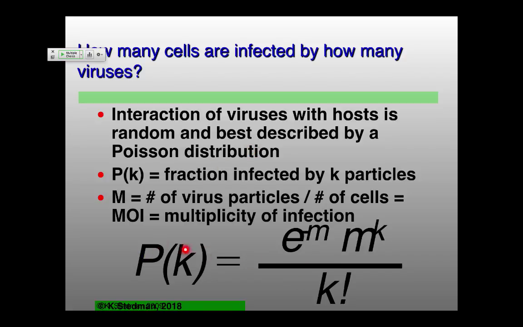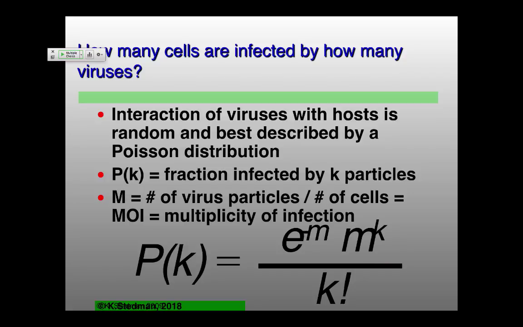So here's the Poisson distribution down here. If I gave you a question like this on an exam, I would give you the Poisson distribution, so you don't have to remember the formula here. But the important thing here is that the proportion of cells that have been infected by a certain number of virions is going to be e to the minus m, where m is your MOI, times m to the k, where k is the number of particles associated with them, divided by k factorial.